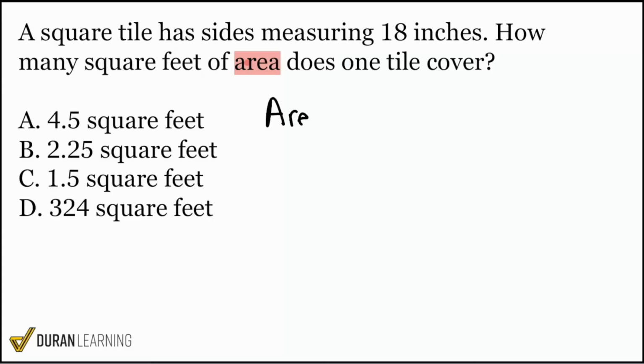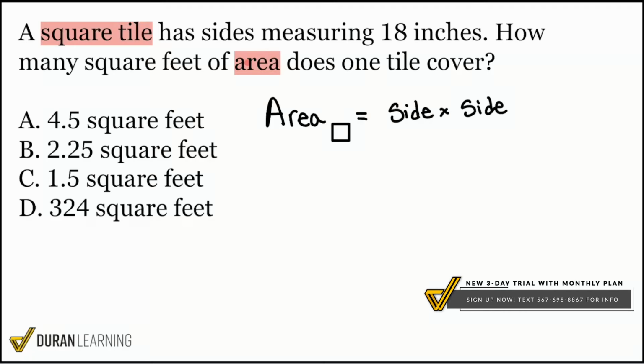Now, can anybody tell me what shape we're calculating the area of? Yeah, we're calculating the area of a square. A square tile is what we're given. So we are calculating the area of a square. Boom, right there. And the area of a square is going to be its side multiplied by itself.